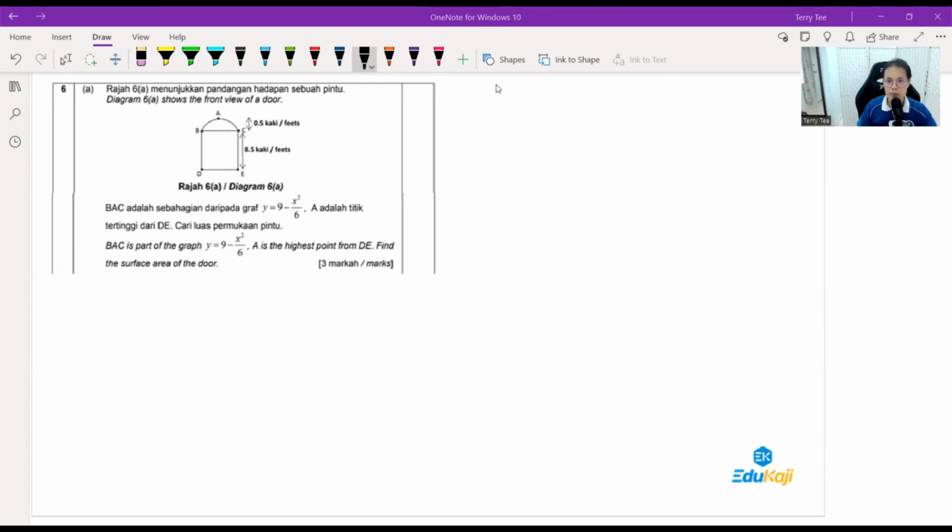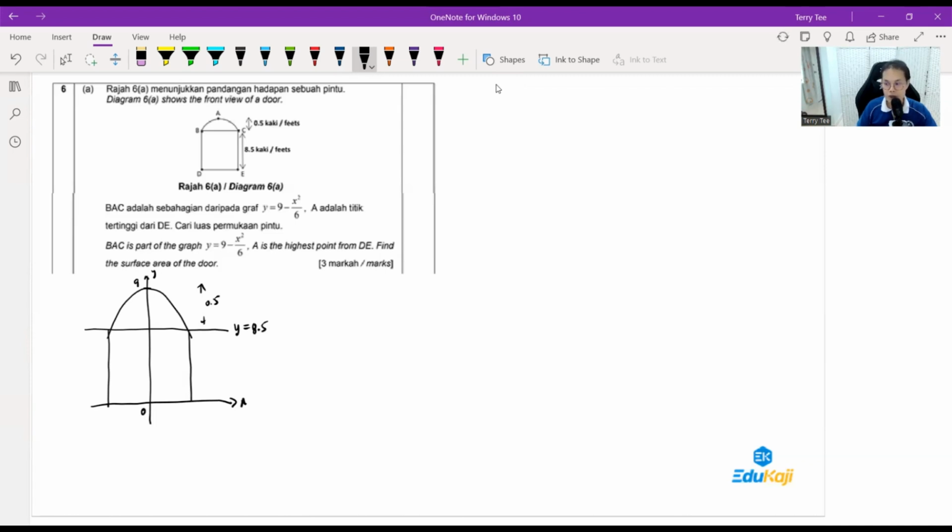If you map this onto a Cartesian plane, it looks like this. This is a curve. This is a horizontal line, and let me extend here. This is your x-axis. This line is y equals 8.5. This one is 9. Sorry, my curve is a bit too much, because this length is only 0.5. So this is the y-axis.